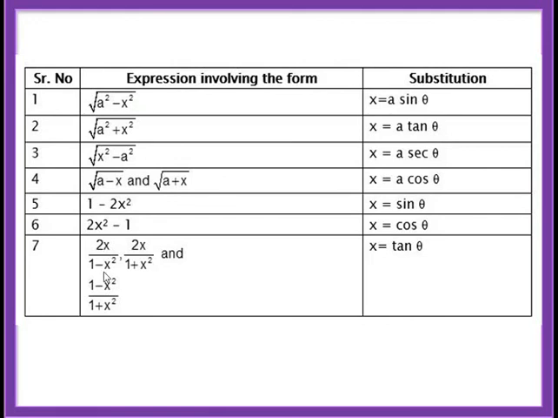Now this part is important. 2x upon 1 minus x square, 2x upon 1 plus x square, and 1 minus x square upon 1 plus x square, we go for x equal to tan theta. Why? Because 2 tan theta upon 1 minus tan square theta is tan 2 theta, 2 tan theta upon 1 plus tan square theta is sin 2 theta, and 1 minus tan square theta upon 1 plus tan square theta is nothing but cos 2 theta.